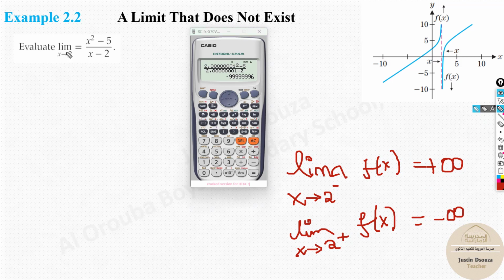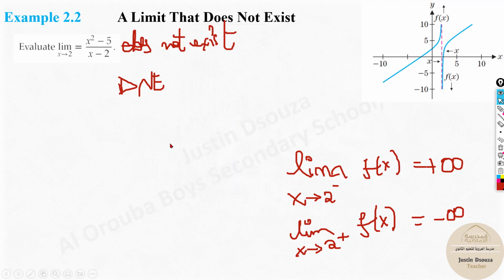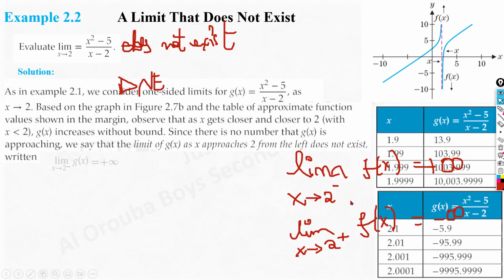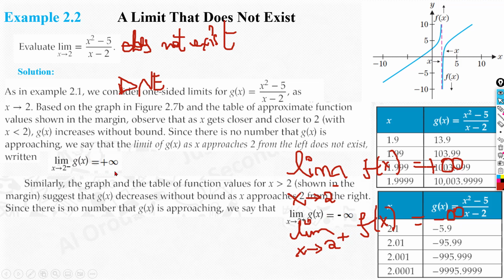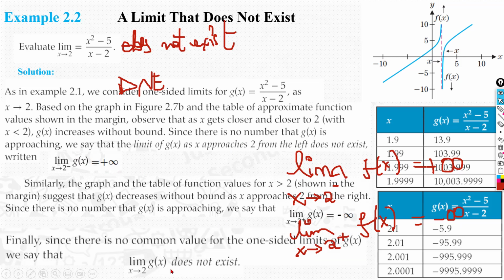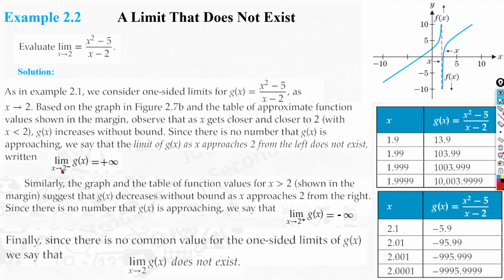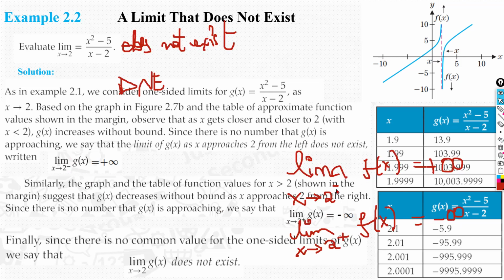So what you say is the limit of this does not exist. Or you can write DNE. That means the limit is not there. You can make the tables and solve, and you will understand the left side and the right side. Both the one-sided limits are not the same. You can see over here, we have the same thing, right?